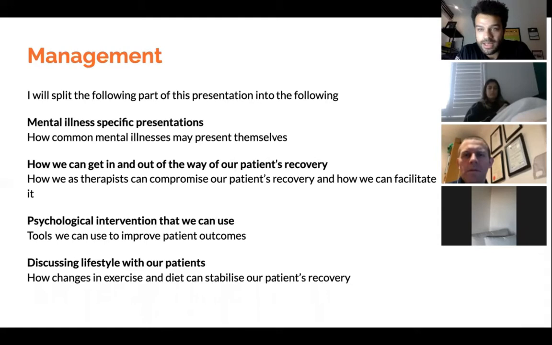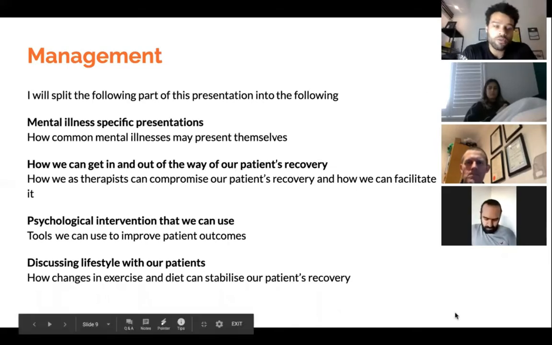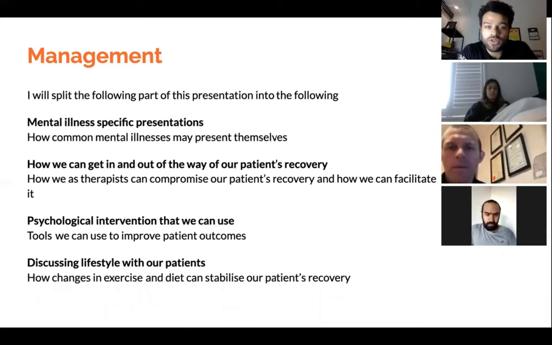There are multiple ways where we can elongate a patient's recovery. We can use language and interventions which just are not appropriate for a patient who is psychologically upregulating their pain. This is how we as therapists can compromise our patient's recovery and how we can facilitate their recovery the right way. We're also going to look at psychological intervention that we can use, tools that we can use to improve patient outcomes, ranging from CBT to mindfulness, etc.